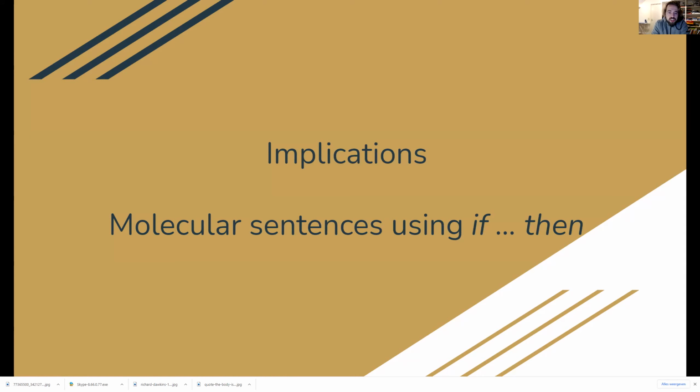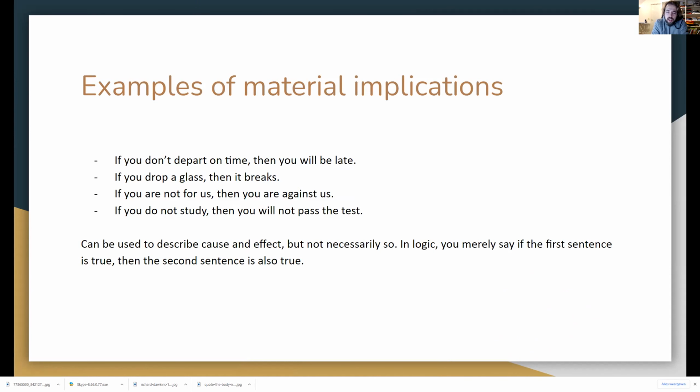These implications are indispensable to do reasoning, and we use them all the time to describe, for example, causal relations, so relations about cause and effect. Here are some examples of implications, or if you're more precise, material implications. I'll explain that later on. If you don't depart on time, then you will be late. If you drop a glass, then it breaks. If you are not for us, then you are against us. If you do not study, then you will not pass the test.